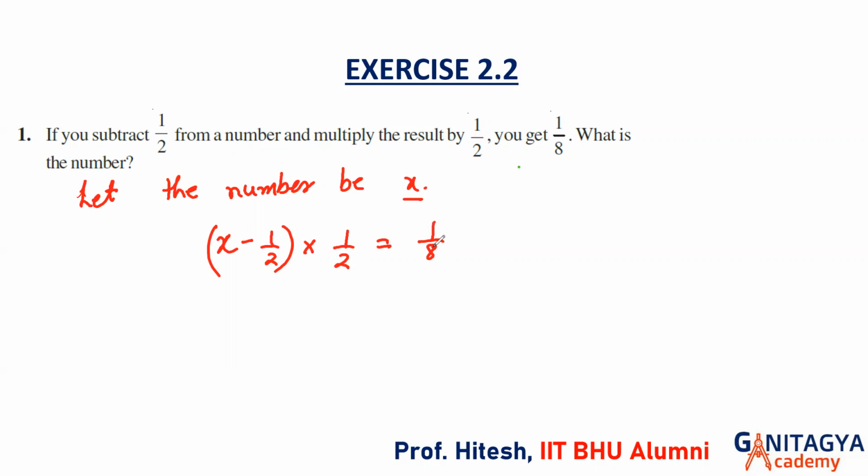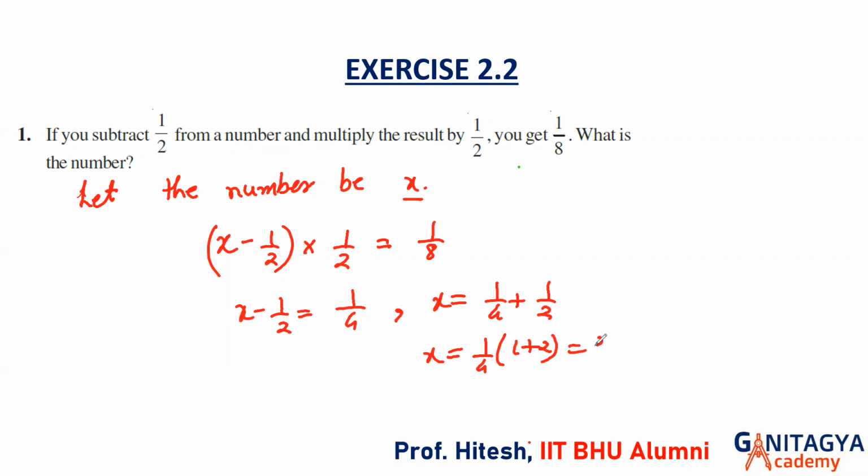1 by 8. So x minus 1 by 2 will be 1 by 4. So x will be 1 by 4 plus 1 by 2. Hence it is 1 by 4, it is 1 plus 2, that is 3 by 4. So the answer is 3 by 4. Please write it down.